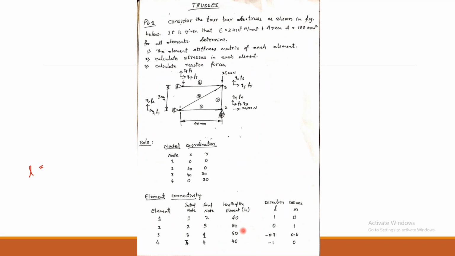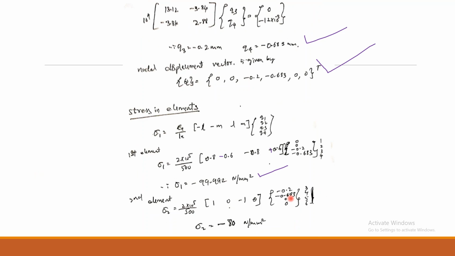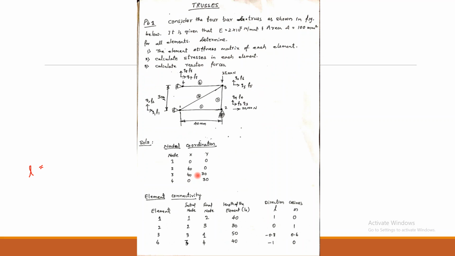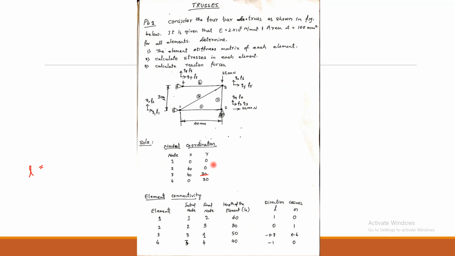And later on, to calculate M, what we should do is y3 minus y2 divided by length of the element. So y3, from this table, is 30, and therefore 30 minus 0, and y2 is 0. So it becomes 30 minus 0 divided by 30, that equals 1.